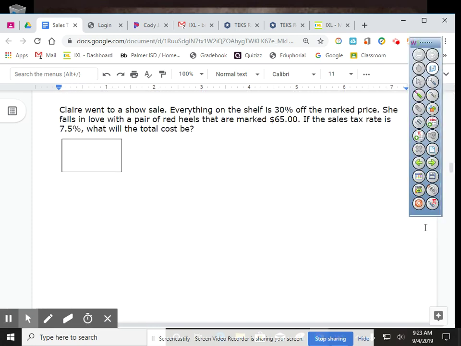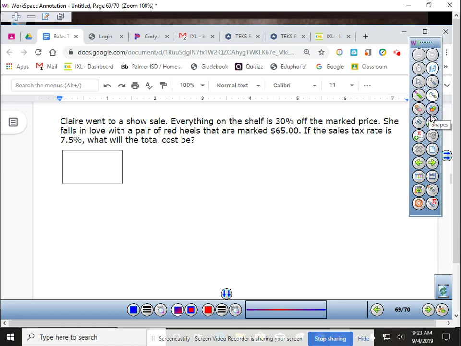Claire went to a shoe sale. Everything on the shelf is 30% off the marked price. She falls in love with a pair of red heels that are marked $65. If the sales tax rate is 7.5%, what will the total cost be? You see what I did there? What did I do there?